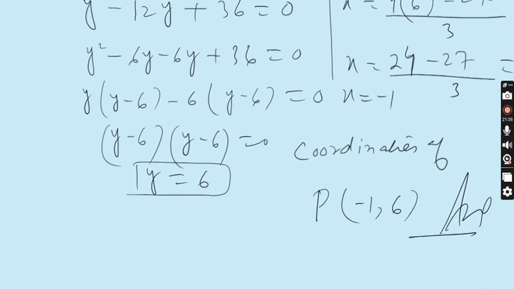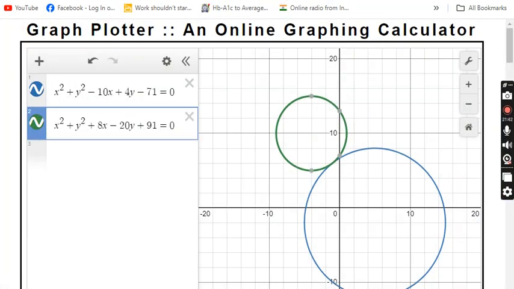And after this, before I read part 8, I want to show graphically both the equations of the circles. See this. The blue one is x square plus y square minus 10x plus 4y minus 71 is equal to 0. This is circle C1, and x square plus y square plus 8x minus 20y plus 91 is equal to 0. This is circle C2. Both the circles touch externally, you can see graphically, and both the circles touch at only one point.